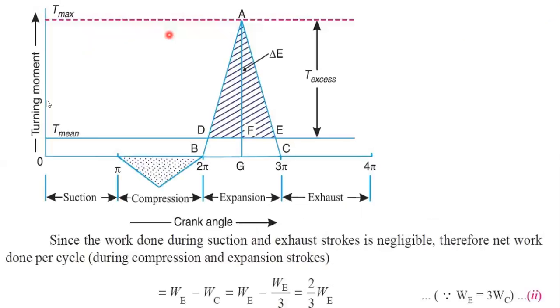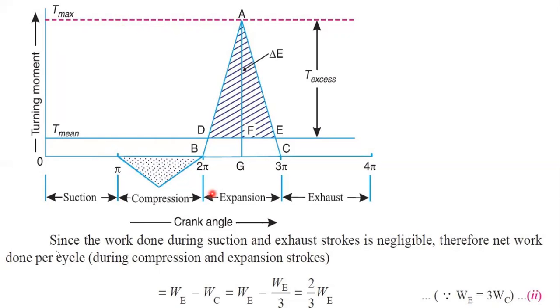So this is the diagram. The y-axis is the turning moment, the x-axis is the crank angle, and after drawing, the T-axis is nothing but AF, and T maximum is AG.